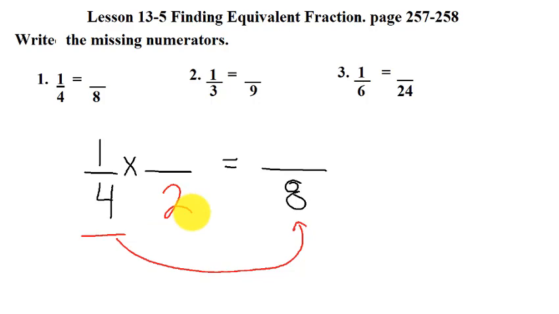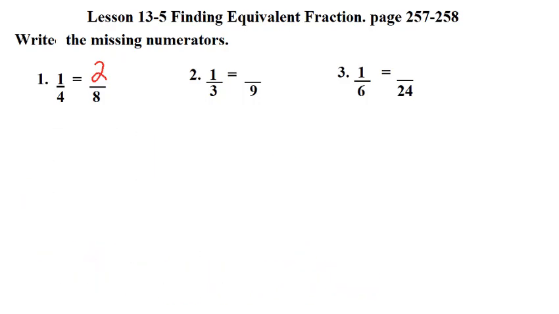4 times 1, 4. 4 times 2, 8. And it's the number 2. Okay, that was the number that we need to multiply by the numerator and the denominator. 1 times 2 is 2. This is the missing number. We need to write here 2. Let's do the same with the second problem. You always need to find a number to multiply. Okay, let's do it.